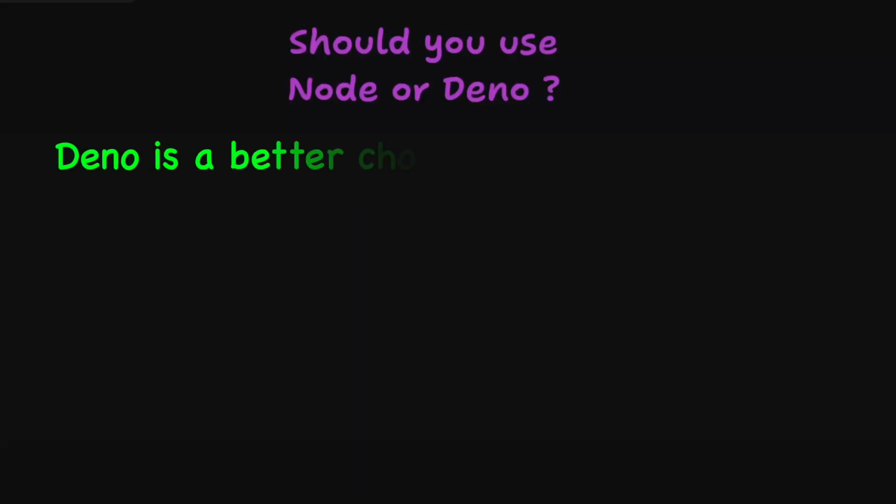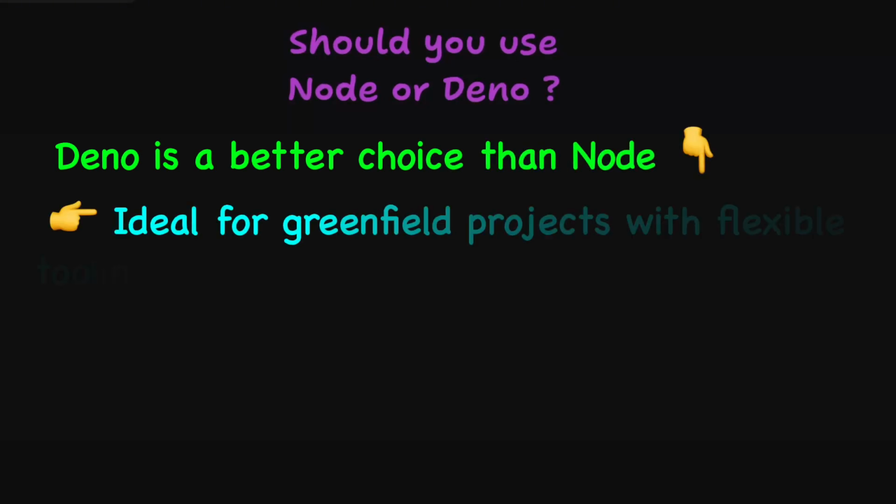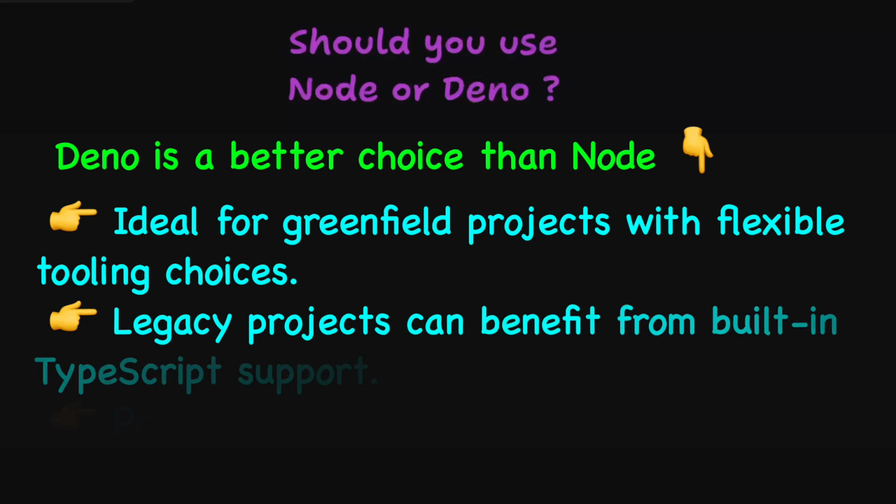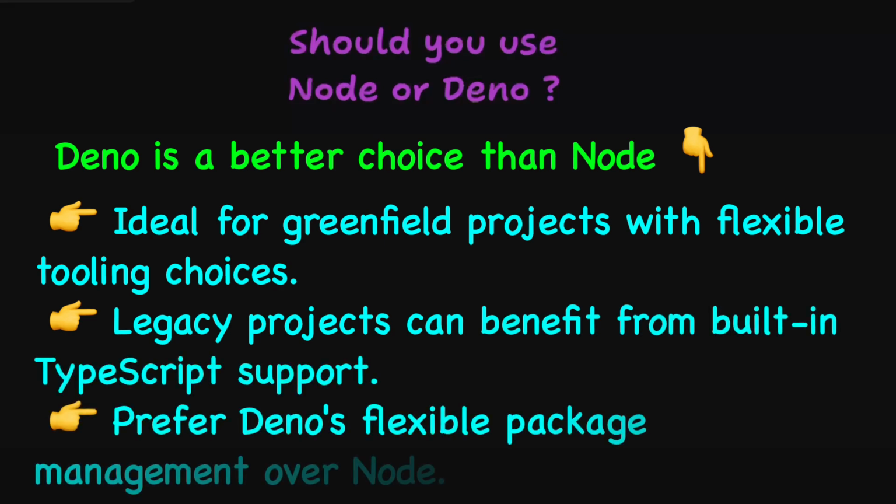Likewise, there are situations when Deno is a clear winner over Node. Your projects are mostly greenfield work where you have the flexibility to choose your tooling accordingly. You have a legacy project that can benefit from TypeScript features. You prefer the flexibility of Deno's package management over Node.